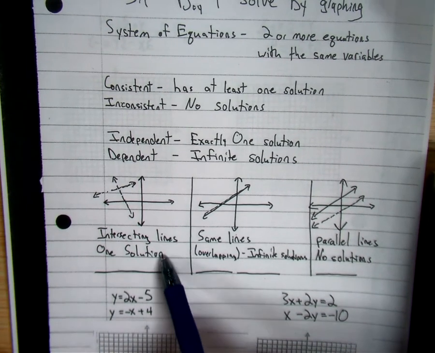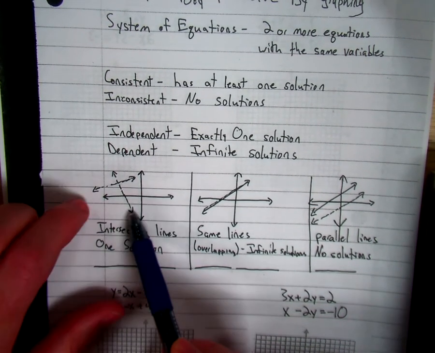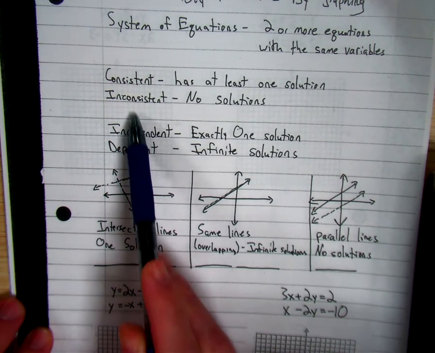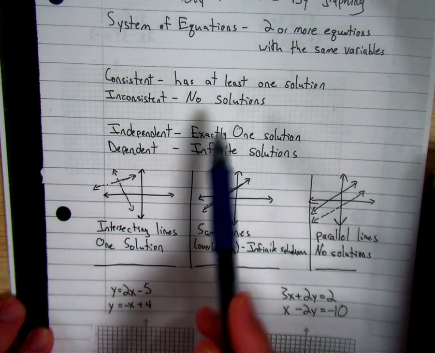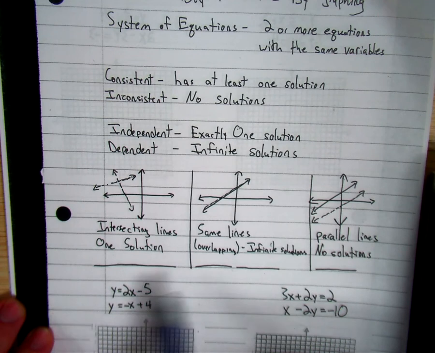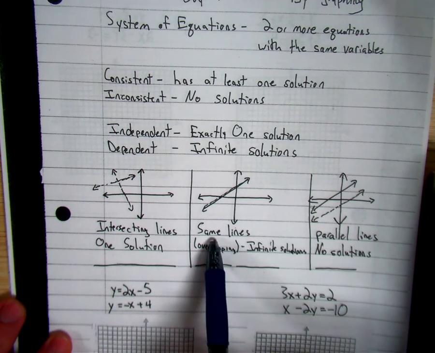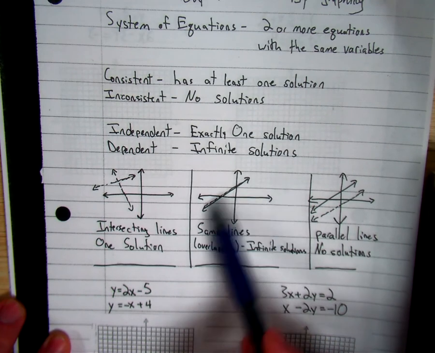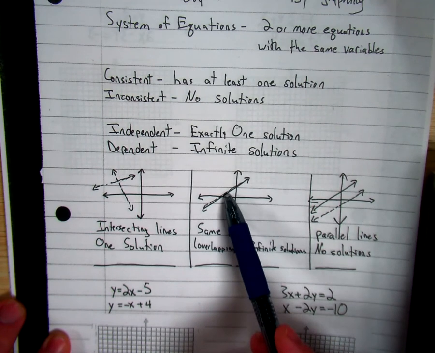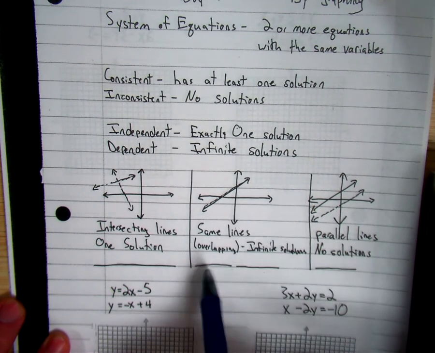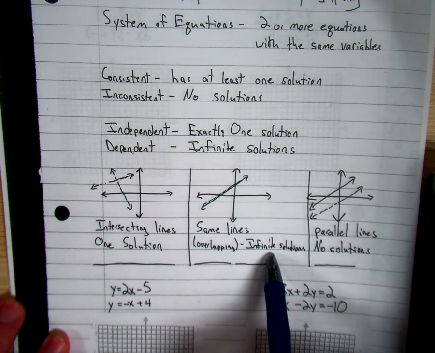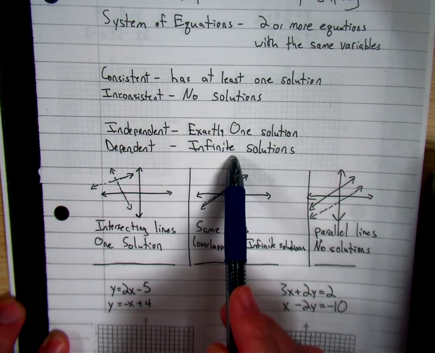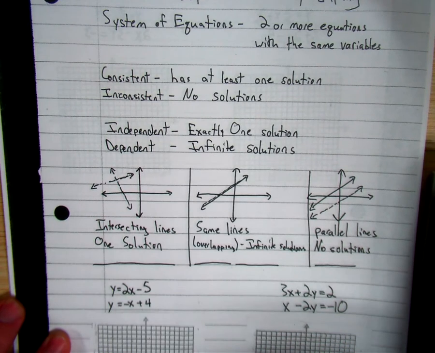Okay, so here's what we're going to be having. Intersecting lines. Okay, that would be one solution. That would be consistent and independent. If it ends up being the same line or overlapping lines, two lines that are right on top of each other, they're pretty much the exact same line, that would be infinite solutions. So it has at least one solution, that's consistent, infinite solutions, dependent.